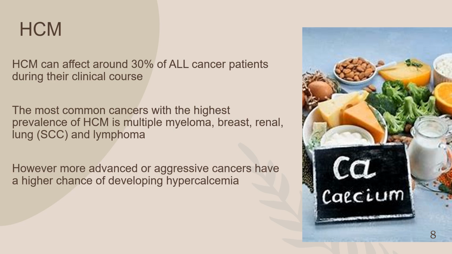So hypercalcemia of malignancy can affect around 30% of all cancer patients during the clinical course. Whether it be hypocalcemia or hypercalcemia, it can be detrimental and can cause acute and chronic effects on the cardiac tissue, renal system, and bone health. Normally, hypercalcemia of malignancy is asymptomatic, and it's found on pathology results. The highest prevalence is within multiple myeloma, breast, renal cancer, lung, especially squamous cell, and lymphoma. However, as cancers progress and become more aggressive or advanced, there is a higher chance of a patient developing hypercalcemia.